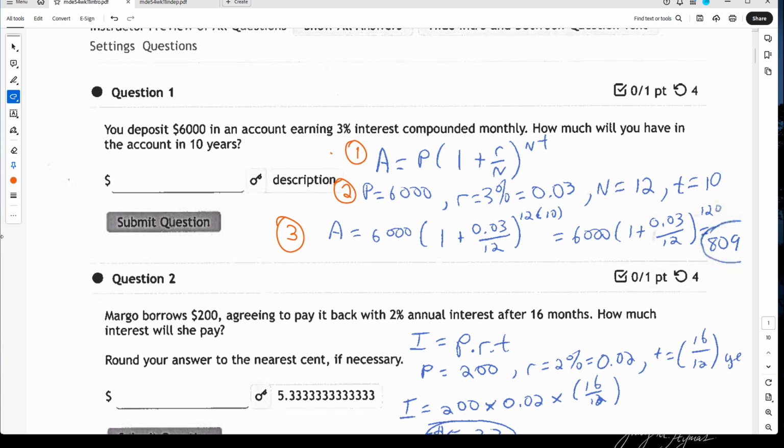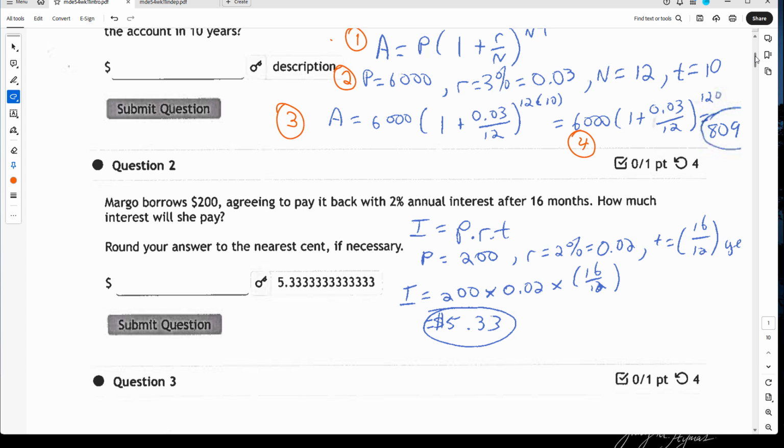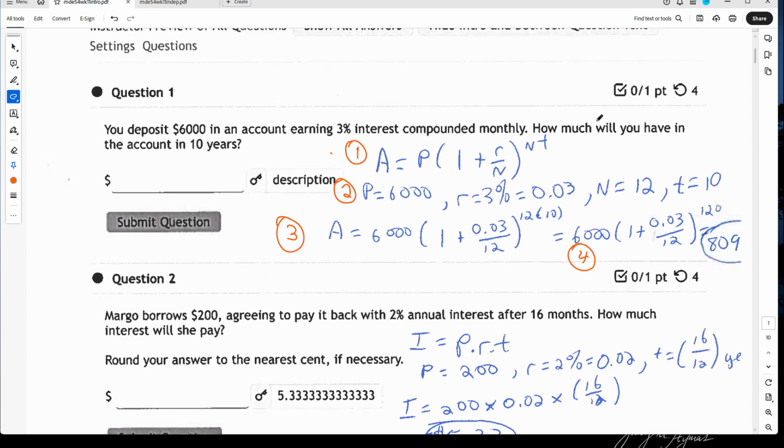And number 2, so review again. I wrote up my formula, I assigned values to my variables, then I plugged it into the formula, and then the fourth step, I did my computation. Set it up completely first, then do your computation. It doesn't always work out that you can follow the order of operations. Sometimes you have to do it in pieces when the formula is so big. I think I have one like that.